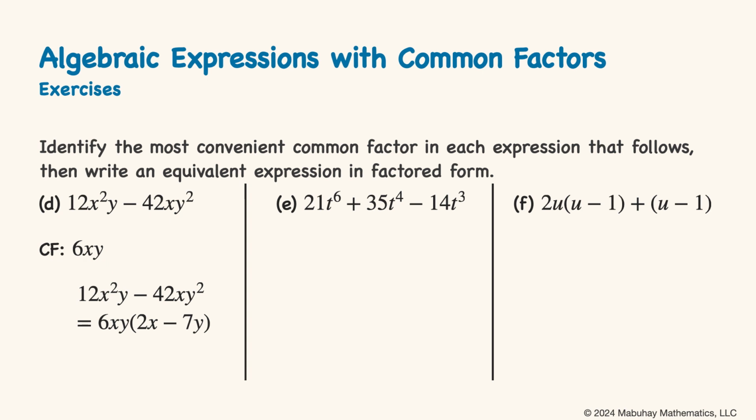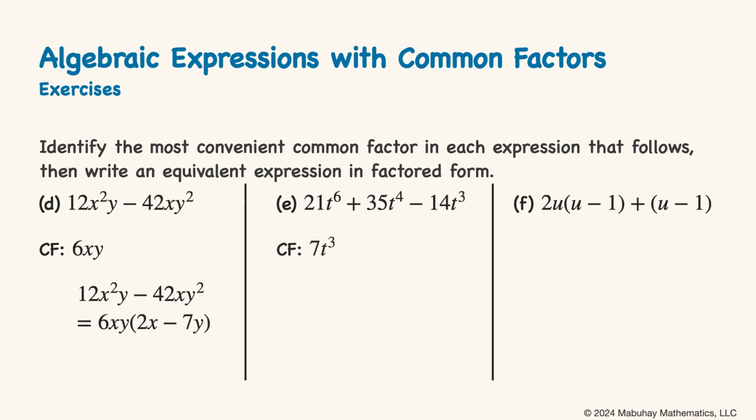Okay, part E, 21t to the 6th plus 35t to the 4th minus 14t cubed. Looking at the constants, the coefficients, 21, 35, and negative 14, there's a common factor of 7. And then looking at all three terms, there's a common factor of t, and what we want to do again is grab t to the least power that we see. So I see t to the 6th, t to the 4th, and t cubed. And so among those exponents, 6, 4, and 3, the least exponent is 3. So the common factor will be t cubed.